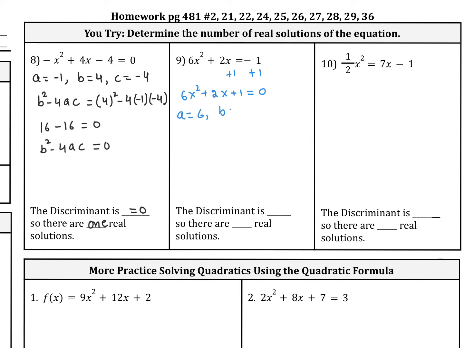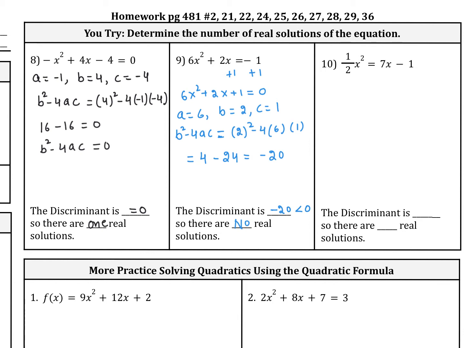A is 6, B is 2, and C is 1. Put it in the discriminant formula, b squared minus 4ac. So that's going to be 2 squared minus 4 times 6 times 1, and that's going to give you 4 minus 24, and that is negative 20. So the discriminant is negative 20, which is less than 0. So there are no real solutions.